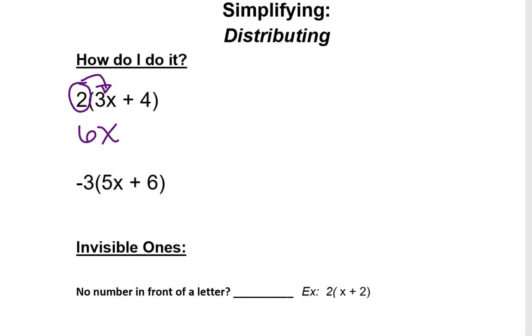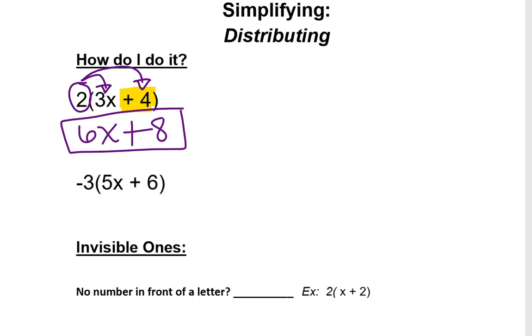And then this next term, make sure you're including that sign in front of the number. So 2 times a positive 4 gives me a positive 8. And this is my simplified expression, 6x plus 8. Again, make sure you bring down that plus in front of the 8. 2 times positive 4 is positive 8, so I need a plus 8 there.